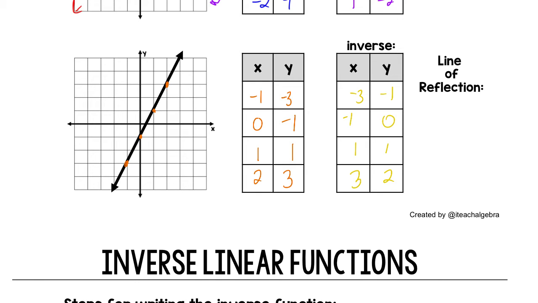Now we can plot these points. (-3, -1): 3 left, 1 down. And then (-1, 0): 1 left, none down. (1, 1) is still going to be a point. And (3, 2) will be another. So we can make our inverse line here. And again, y equals x will be our line of reflection. And that's where those should cross.